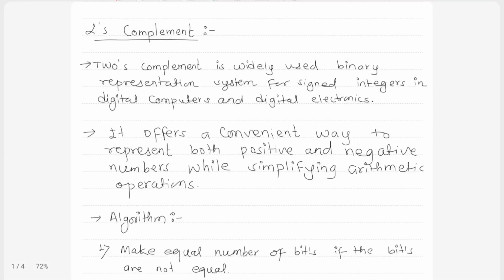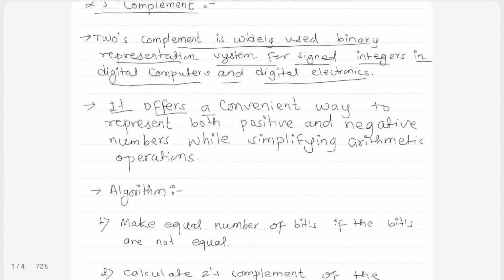Start our today's topic, two's complement. First, understand the definition of two's complement. Two's complement is a widely used binary representation system for signed integers in digital computers and digital electronics. It offers a convenient way to represent both positive and negative numbers while simplifying arithmetic operations.